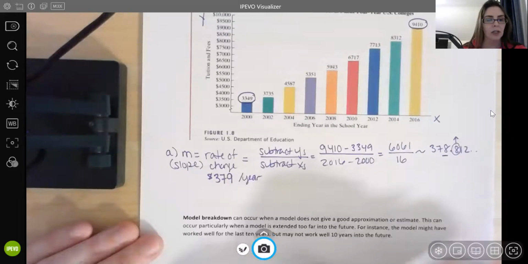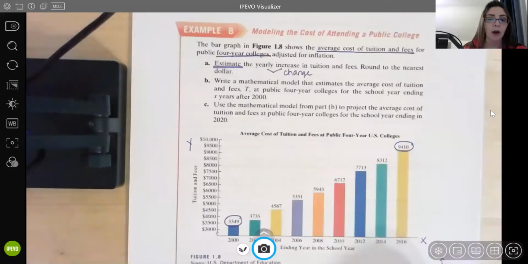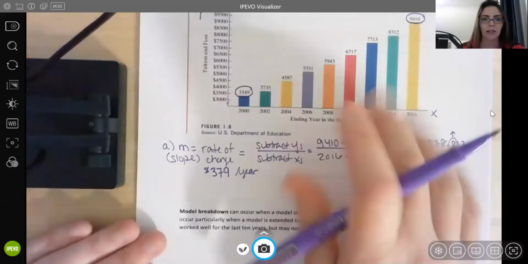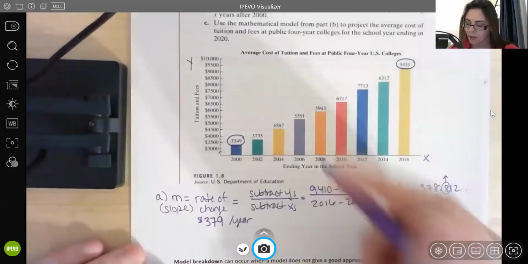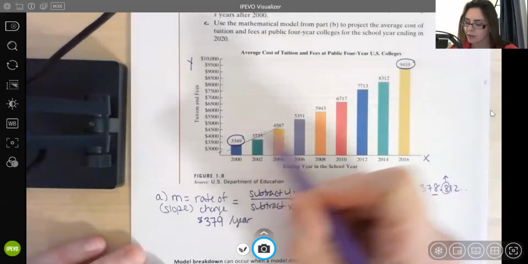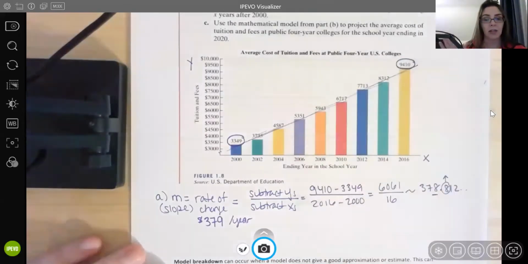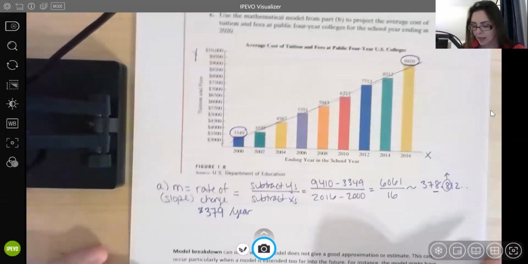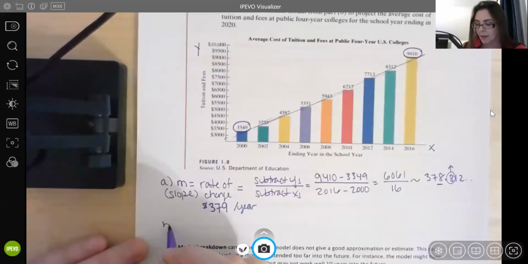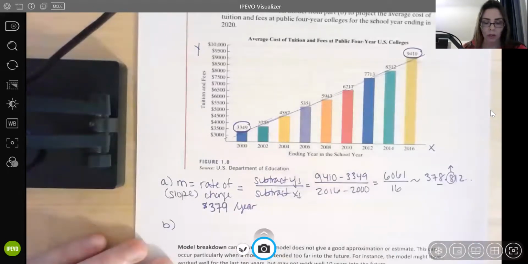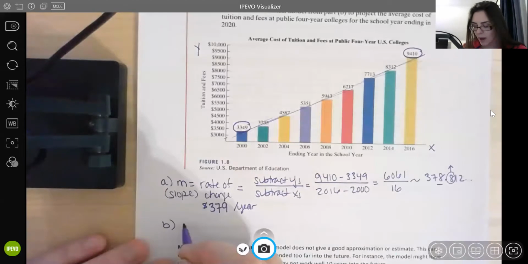Now, the second question asks us to write a mathematical model. To do that, you can see, I know it's hard to see because it's a bar graph, but if you look at the heights of the bars, you can see that it's almost a straight line, right? Not exactly a straight line, but almost. So when we have that straight line pattern, we use that formula I just showed you. So you're using this idea of y equals mx plus b.